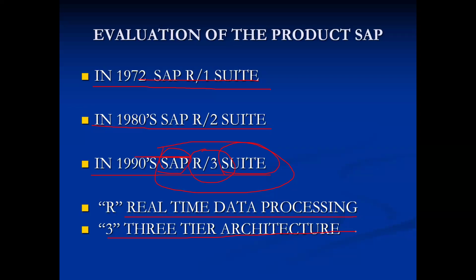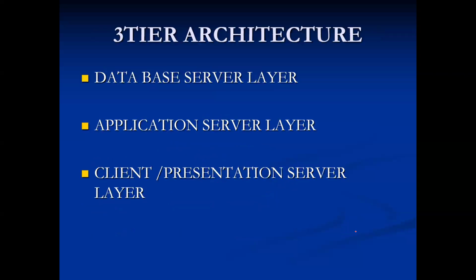But the servers have large storage capacity and clients have small storage capacity. So in this 3-tier architecture, we have 3 layers: the database server layer, the application server layer, and the client or presentation server layer.